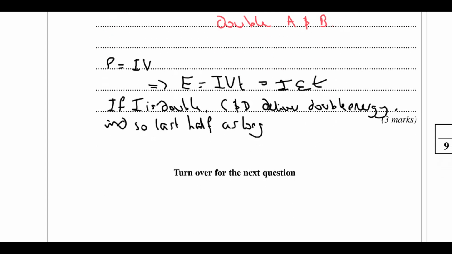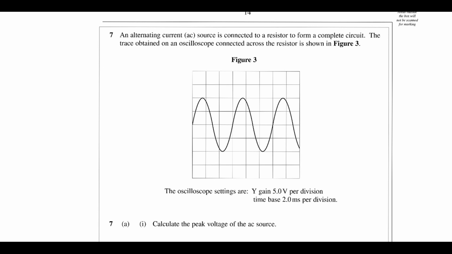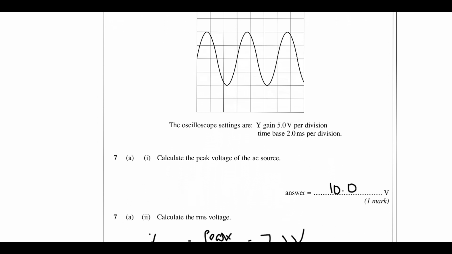Okay, so let's flip over. So we're going to look at some alternating current. If you're currently in year 12 on the new specification, I would ignore this question. This is now year 13 stuff, but I will go through it anyway. So we've got an alternating current source connected to a resistor in a complete circuit, and we're measuring the potential difference using an oscilloscope. And we've got Y gain of 5.0 volts per division, time base of 2.0 milliseconds per division.